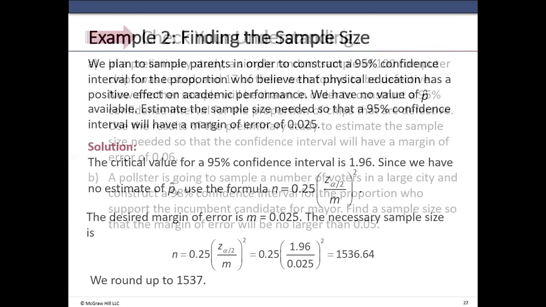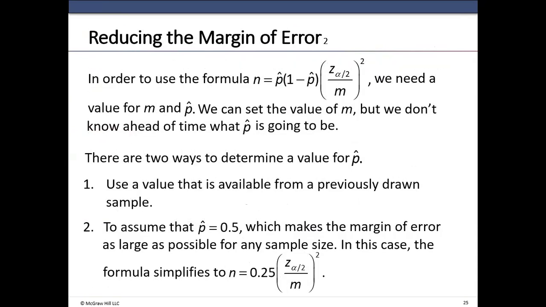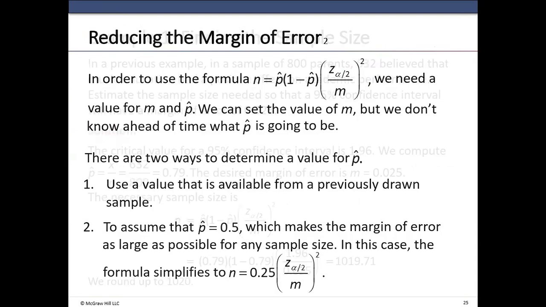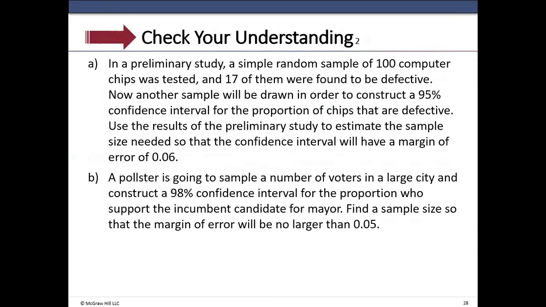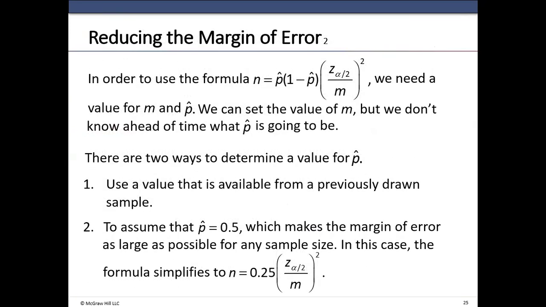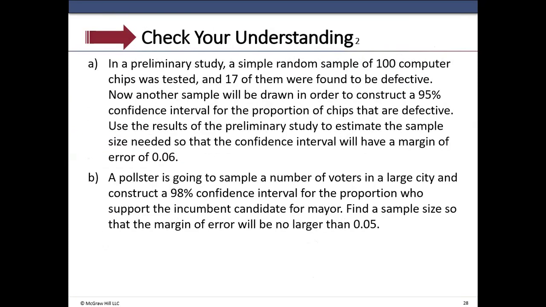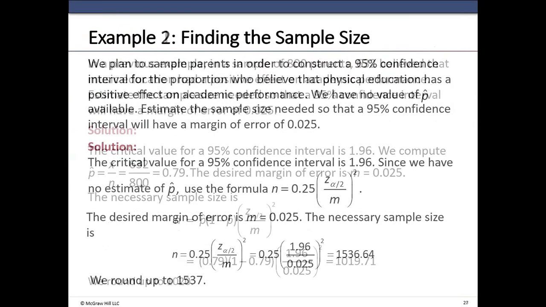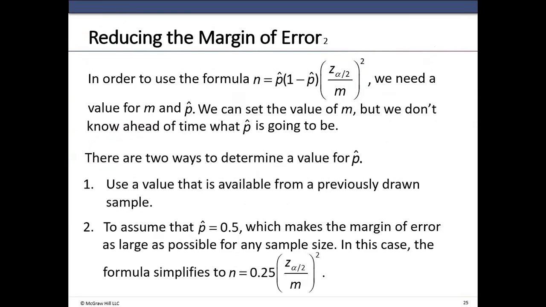So we go to this formula. P hat originally is known to be 0.17, 17 out of 100, and the confidence level is 95%. So z alpha by 2 is 1.96 and our margin of error is 0.06. So let's go back to the formula. How do I use this formula?